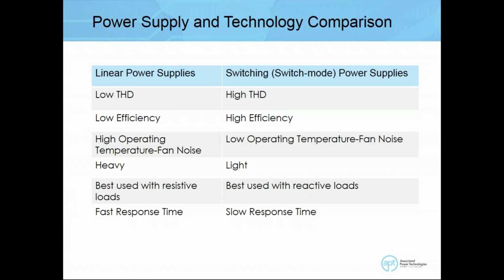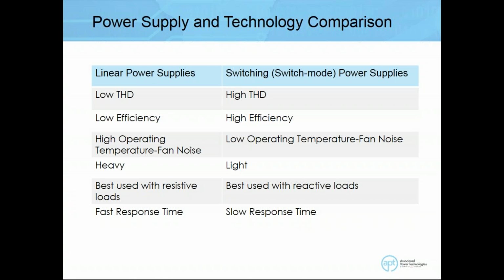For a switch mode power supply, since we're making this signal, converting a lot of the DC into an AC signal, you may experience additional high harmonic distortion. So a switch mode power supply does suffer from a high THD, but it's more efficient. It's more efficient in converting energy received from the input to energy being outputted at the outputs. It also has low temperature and low fan noise, and it's lighter because it doesn't have the transformer that's required for a linear power supply.